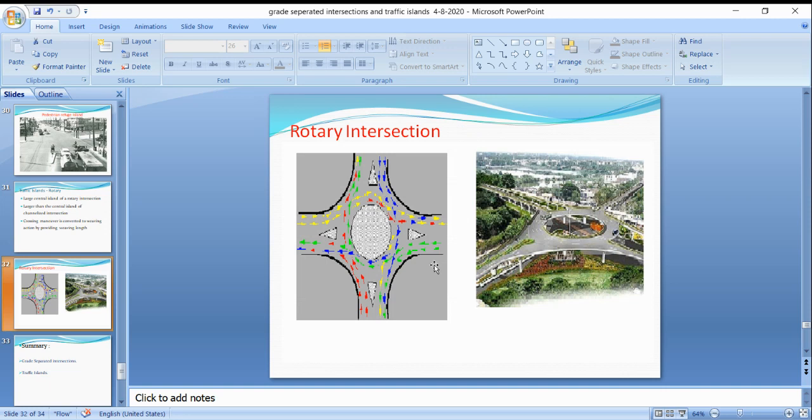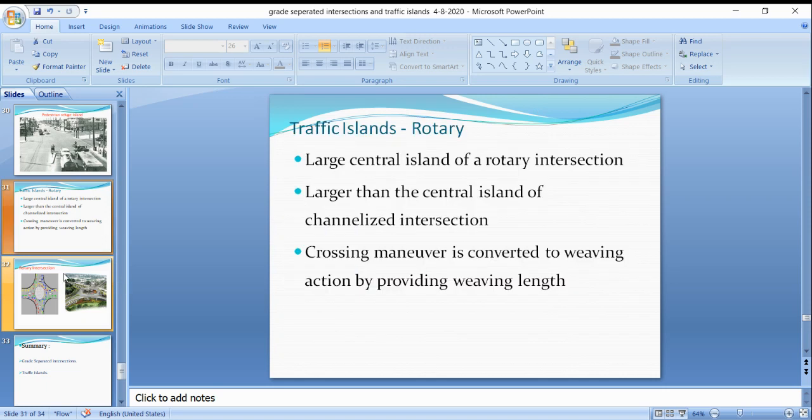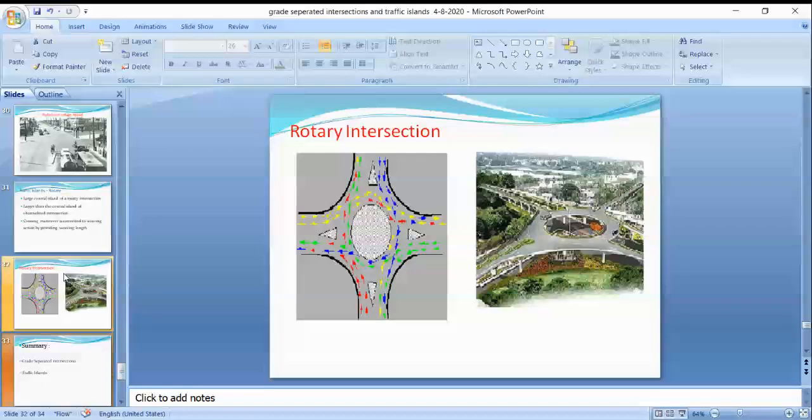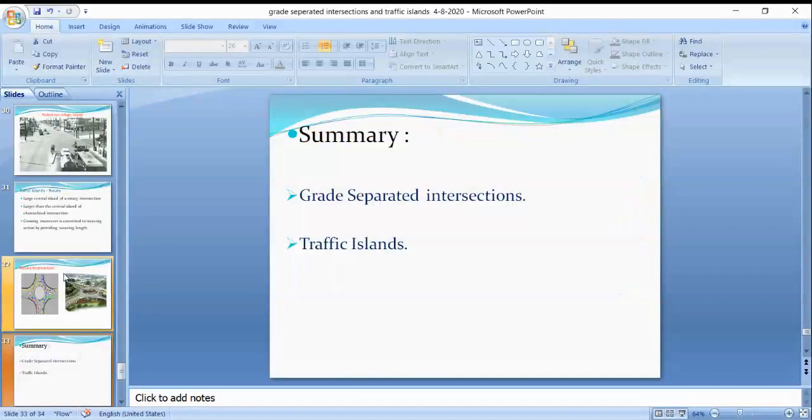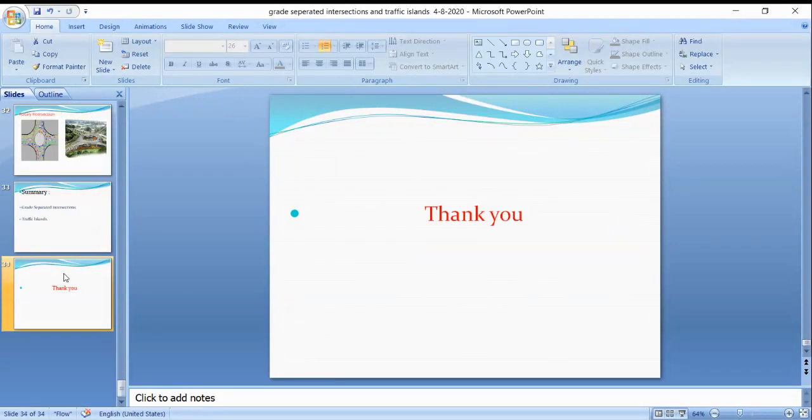So this is about the different types of traffic islands we have seen. Till now we have seen the road intersections, and in this we have covered the road intersection points, the traffic islands, and the rotary. So this is the summary. We have covered grade separators in intersections and the traffic islands.